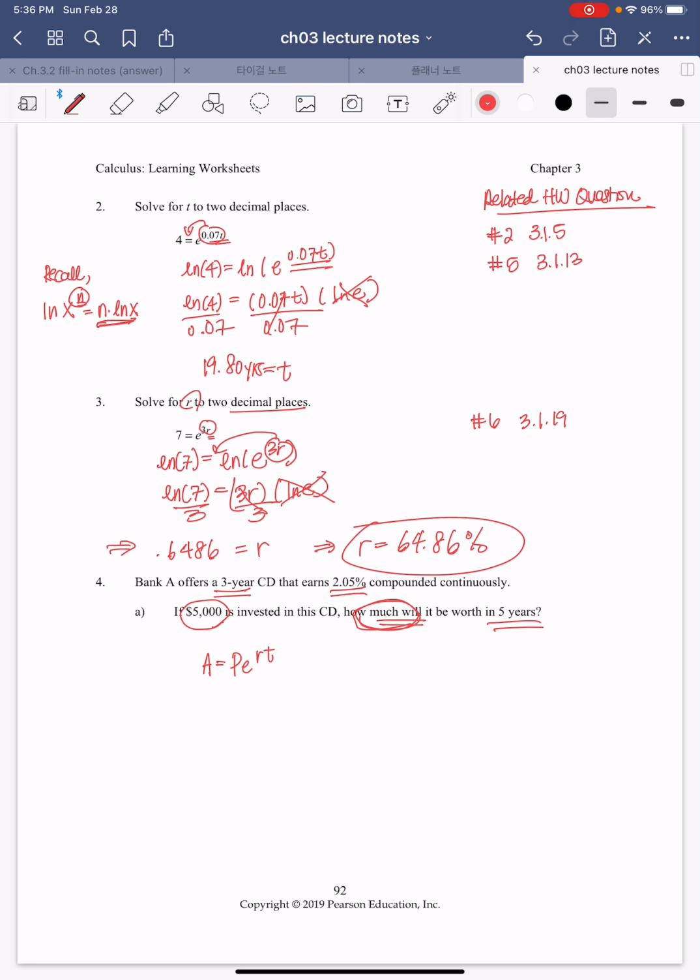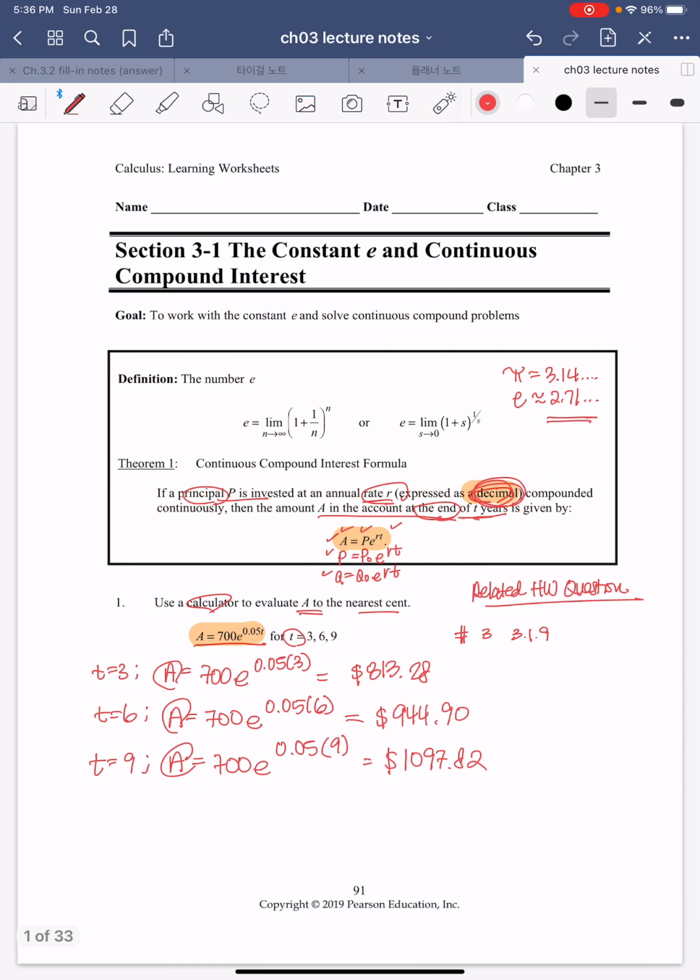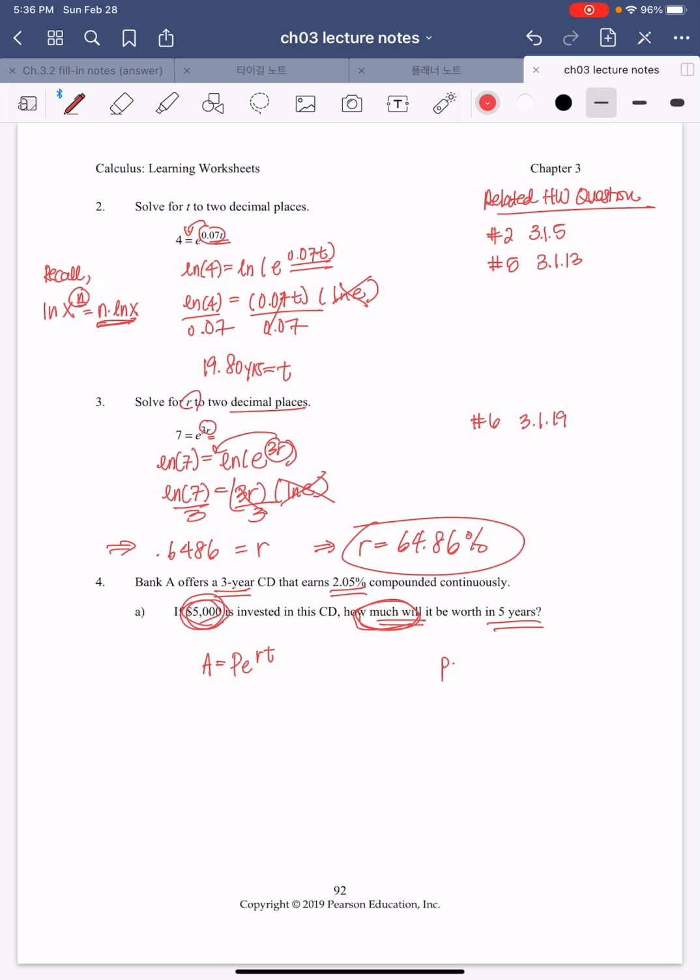What are some things that we know? Well, I'm investing 5,000, so that's my initial money. So that's your P value. So I'm given P as 5,000. And it looks like I have 2.05 as my R, 2.05%. So that's going to be 0.0205, right? Two decimals to the left to make a decimal value. So we got all these.